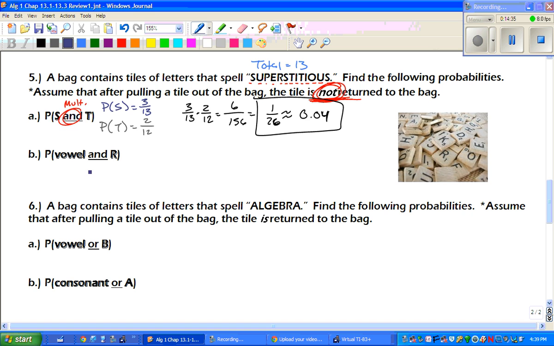So the probability of getting a vowel and then the probability of getting an R. Now, remember, the first time you do it, you're going to have 13. The second one, you're going to have 12. Take a look at that. And now we're going to pause it and see if you can finish this one off yourself. Good luck.